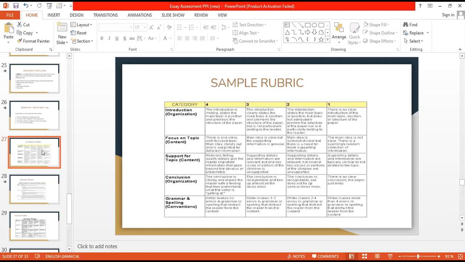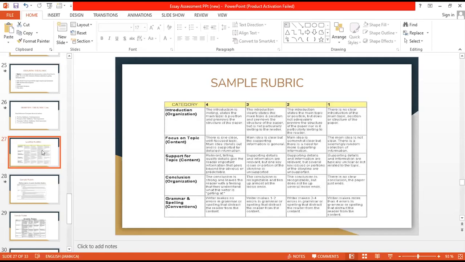The first category is the introduction, or the organization of their introduction. Is it clear? Does it have a flow? In the second column, first row, the highest mark that can be given for the introduction is 4 points. If students have covered all the key components, then they'll get these 4 points. If they have fallen short in some way or another, they can get a 3, a 2, or a 1.